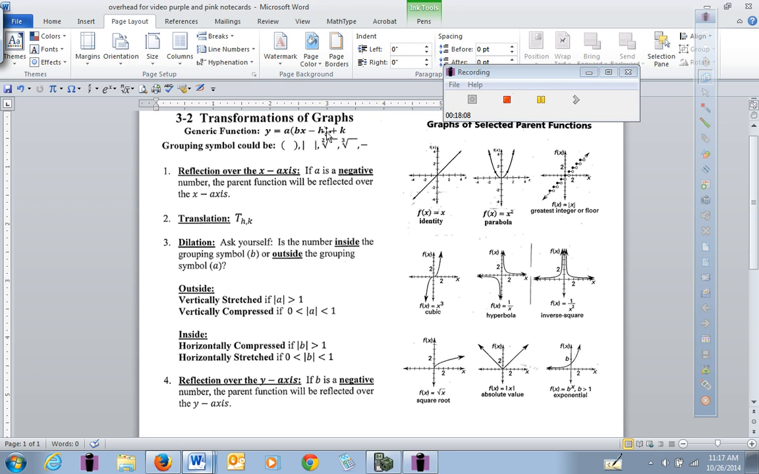Now notice here I just wrote a grouping symbol of parentheses. Our grouping symbol could be any of these things. It could be parentheses raised to the second power, third power, fourth power. It could be absolute value. It could be the square root symbol, the cube root symbol, the fraction bar. It could be any of those things for the grouping symbol, and they certainly could have powers on there. So don't be confused that this is just for linear, because this looks like something that's just linear.